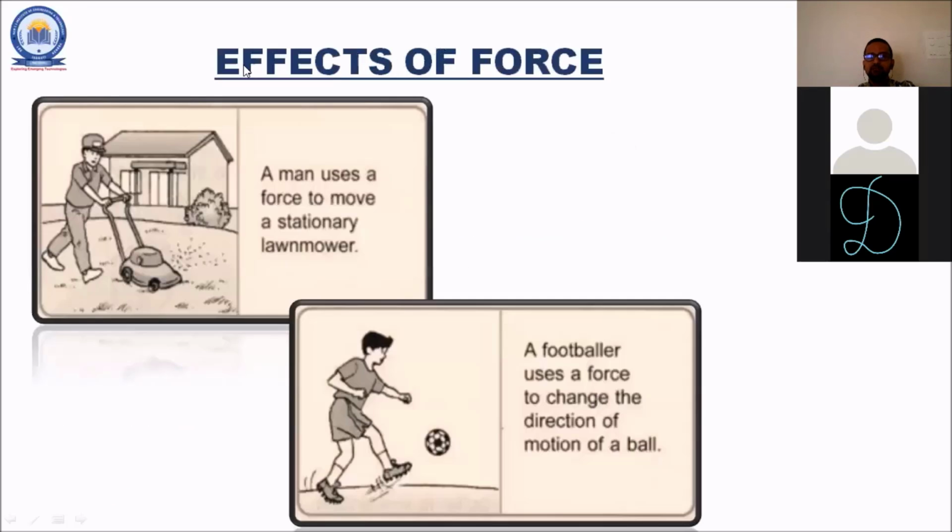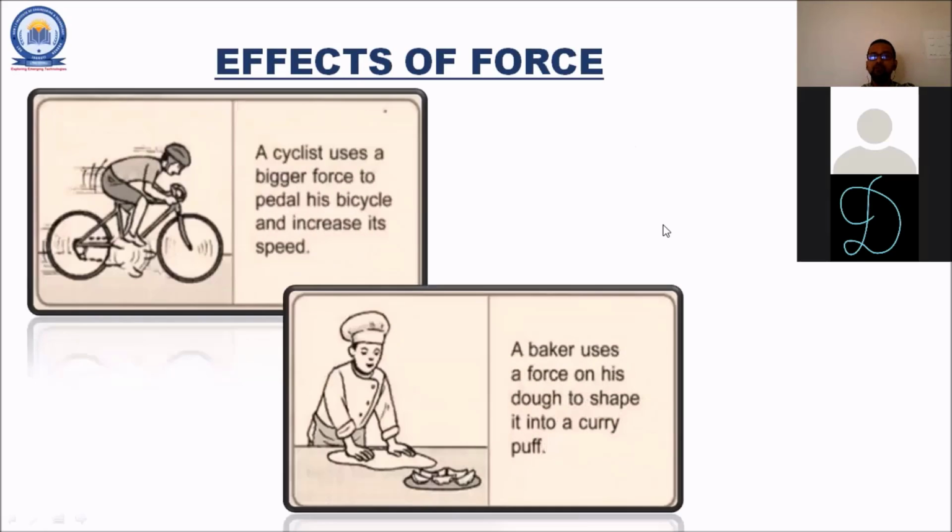Proceeding further with the effects of the force, I am showing you some pictorial representations so that the idea becomes clearer to you. A man is using force to move a stationary lawn mower for gardening purposes. A footballer uses a force to change the direction of the motion of the ball. The next effect: a cyclist uses a bigger force to pedal his bicycle and increase the speed. A baker uses a force on his dough to give a particular shape to the puff.